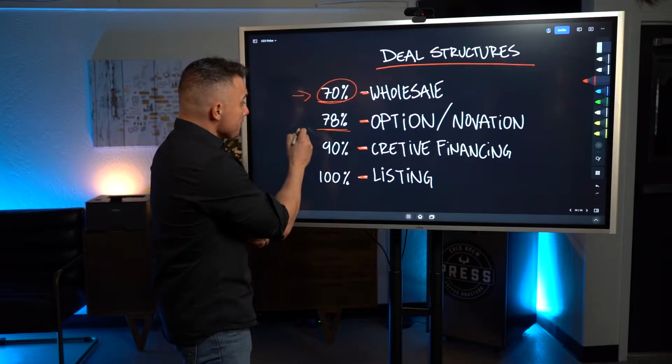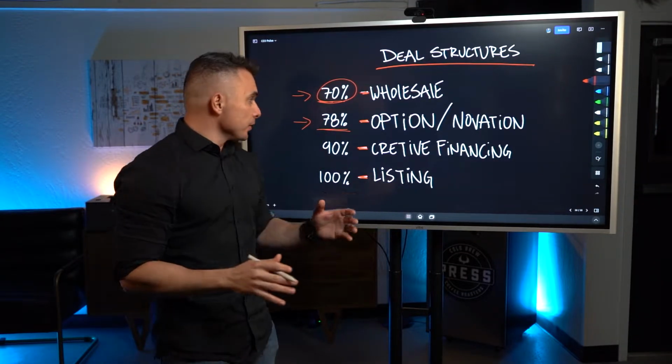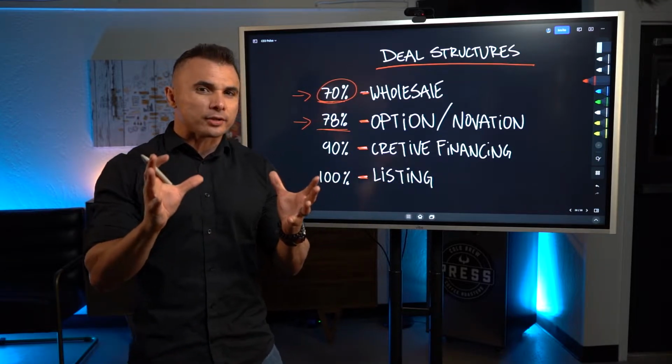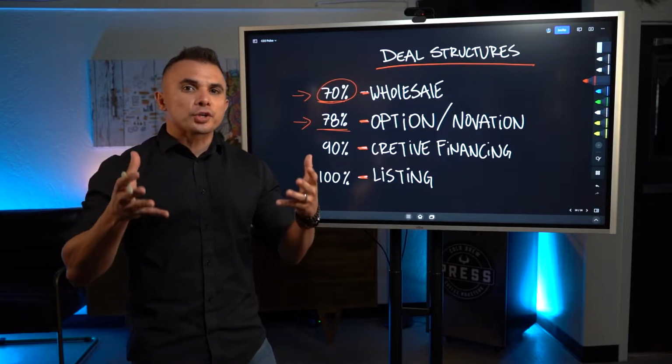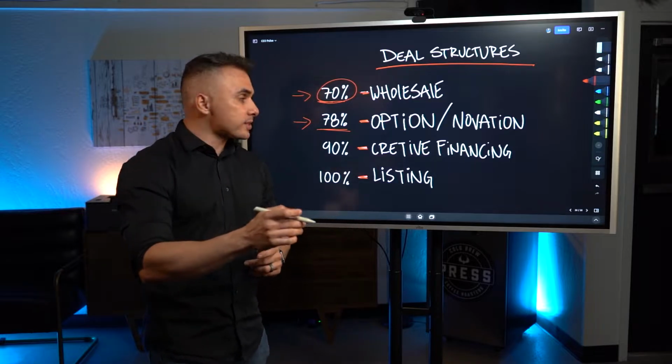So option agreements are a lot smaller than regular wholesale deals, right? You're talking a couple of $1,000s, maybe a $5,000 markup, that sort of thing. So they're tighter, they're smaller, but it still gives you a shot at being able to move that property and solve the problem for the seller.